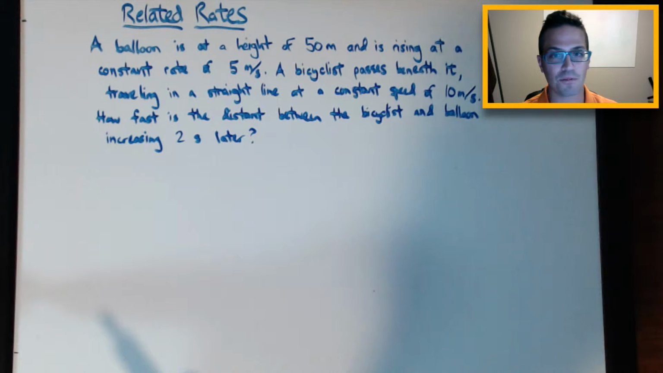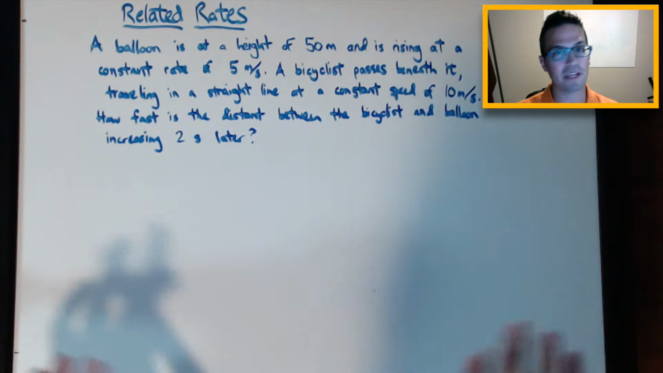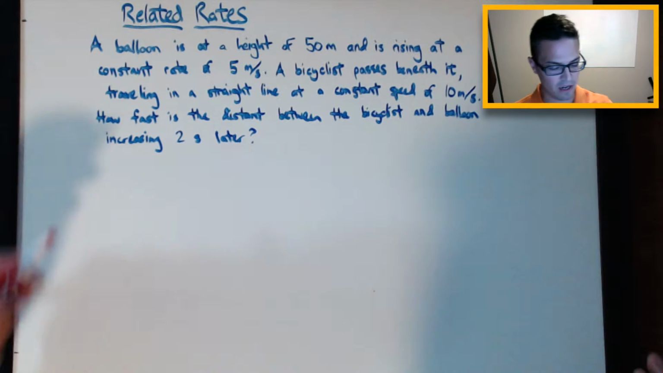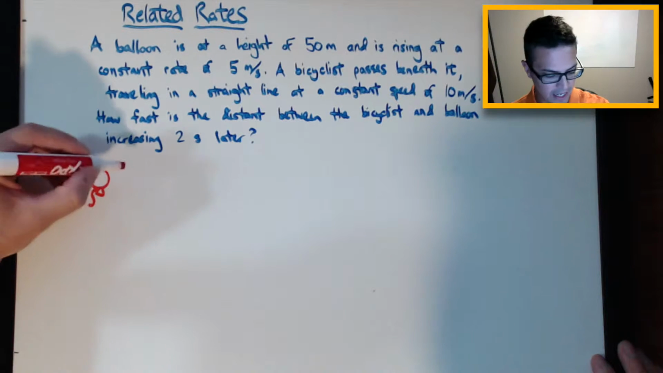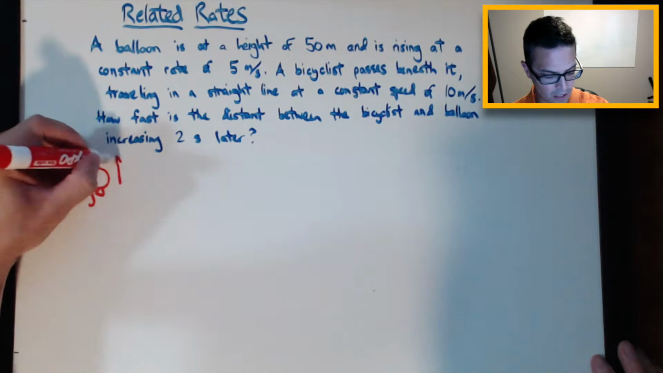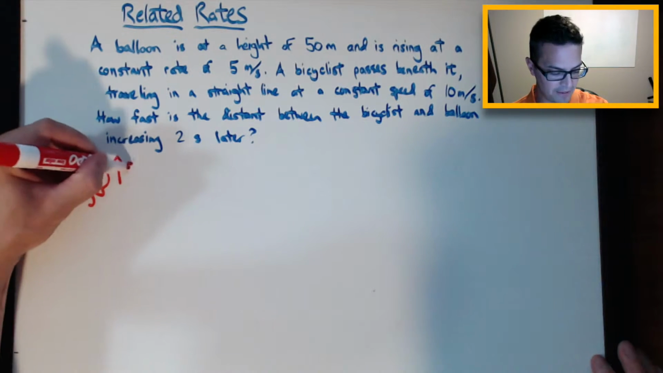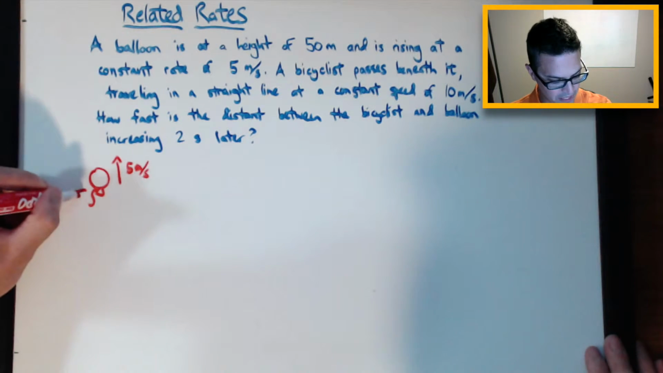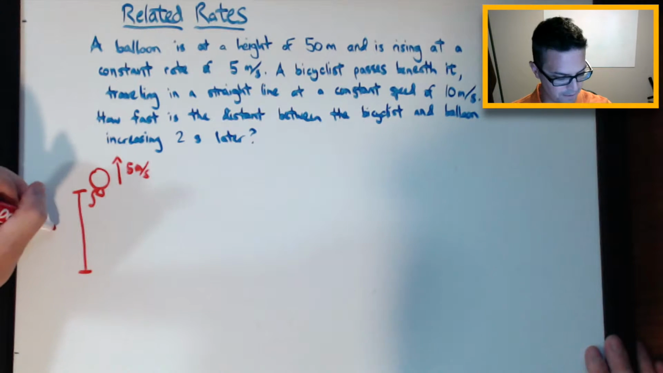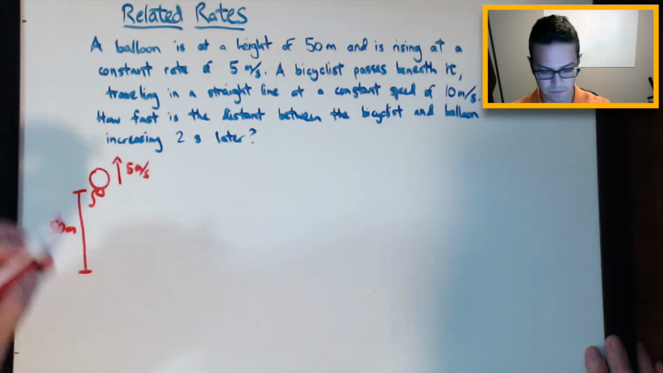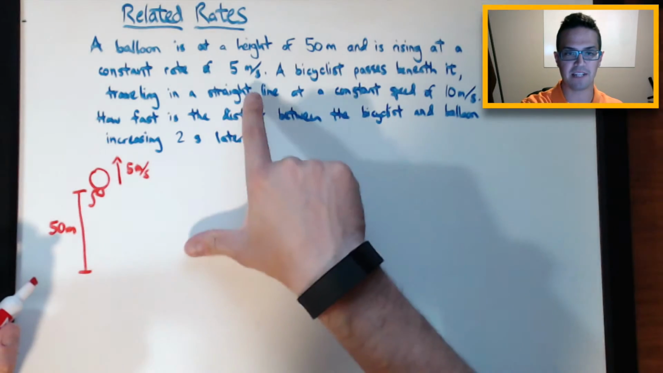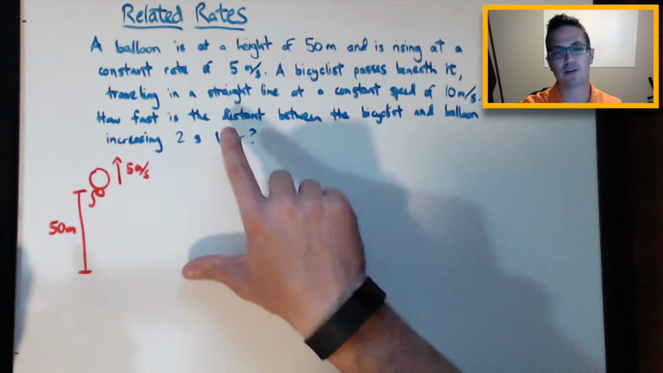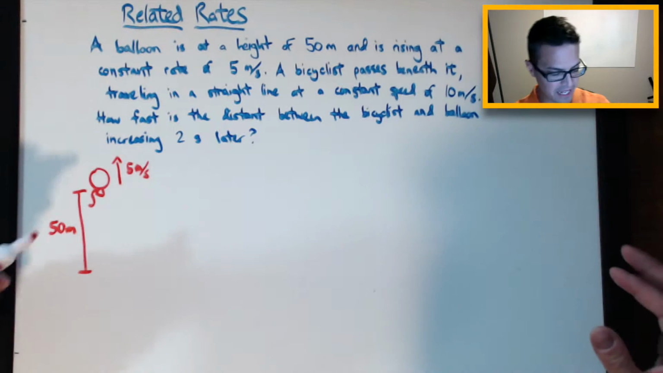Now this is a very difficult problem, so to break this down before we even translate all this English into math language, I want to draw a picture of what's going on here. I have a balloon here, and it's raising, so I'm going to put a little arrow, so it's increasing its height at 5 meters per second. It is doing that at a height of 50 meters, so I just drew that right there. A bicyclist passes beneath it, traveling in a straight line at a constant speed of 10 meters per second.